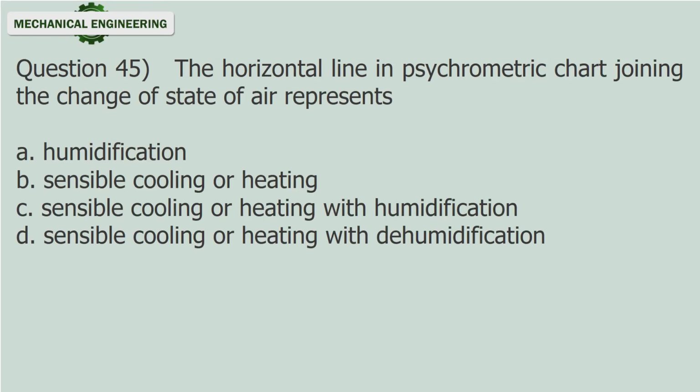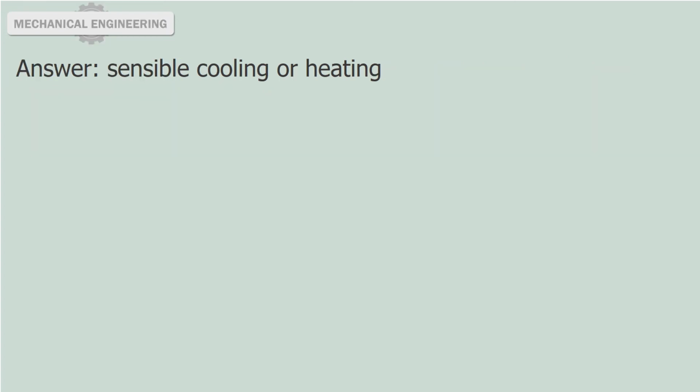Question 45. The horizontal line in psychrometric chart joining the change of state of air represents A. Humidification. B. Sensible cooling or heating. C. Sensible cooling or heating with humidification. D. Sensible cooling or heating with dehumidification. Answer: sensible cooling or heating.